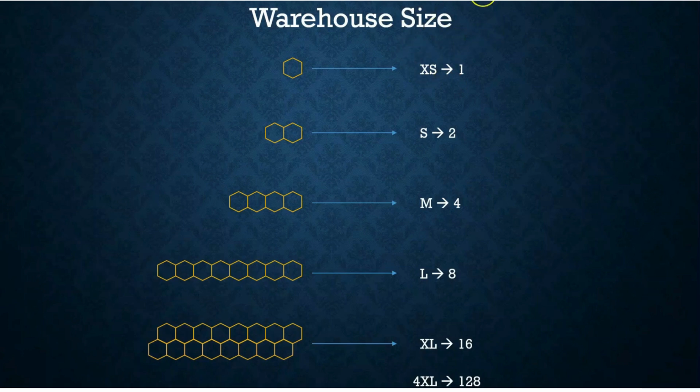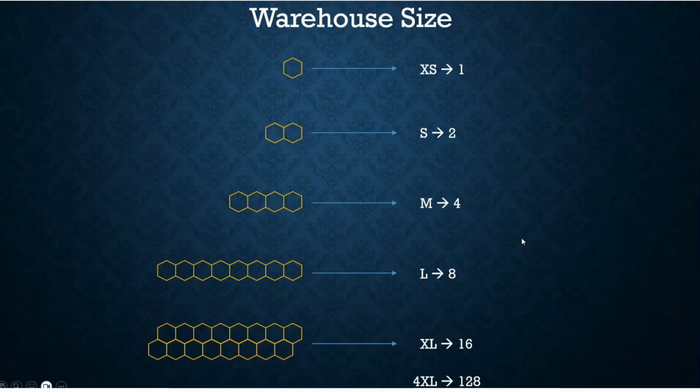Extra small warehouse has one server whereas S warehouse has two server capacity, which is 2 times as powerful as extra small. The most powerful warehouse available has 128 server capacity. The larger the warehouse, the more we will have to pay.